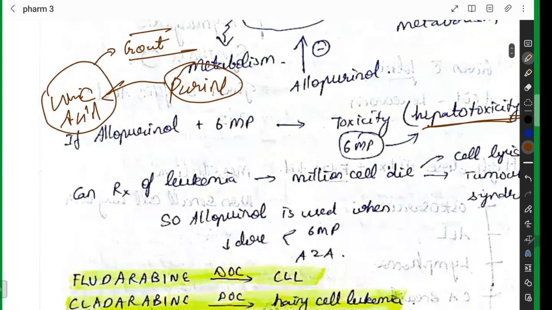Because what you will be thinking is you want to remove the uric acid from the body. So when you see an increase in uric acid, you will give allopurinol. But this will further cause liver toxicity. So you should not give allopurinol to the patient.